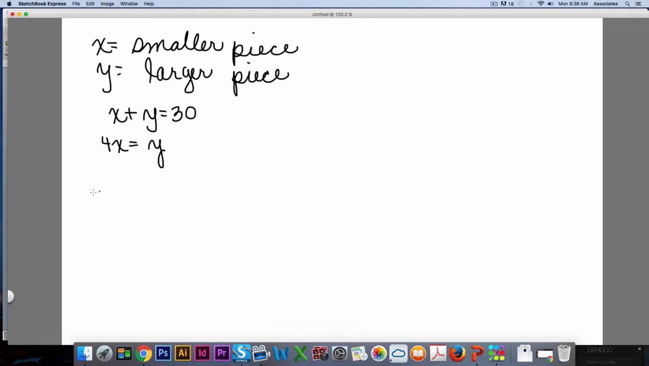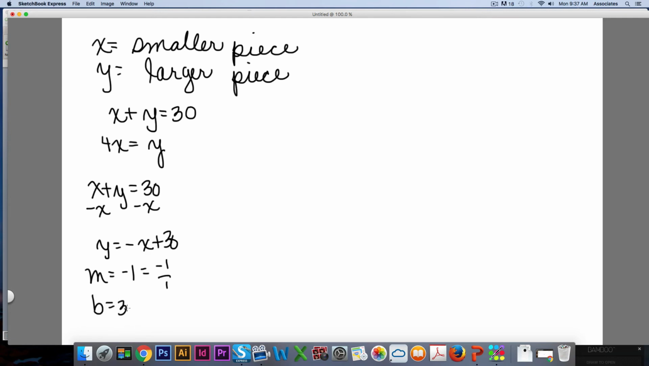Welcome back. Let's take them and solve them for Y. So X plus Y equals 30. Subtract X from both sides. So Y equals negative X plus 30. That tells me the slope is negative 1, because remember, if it doesn't have a coefficient, it's a 1. I put it in rise over run, negative 1 over 1.